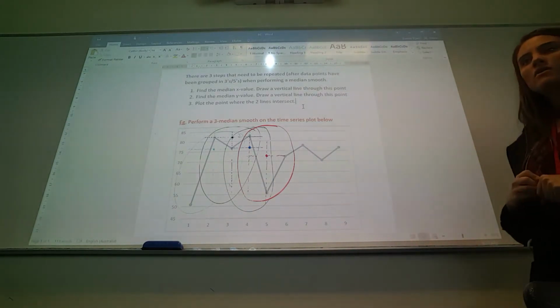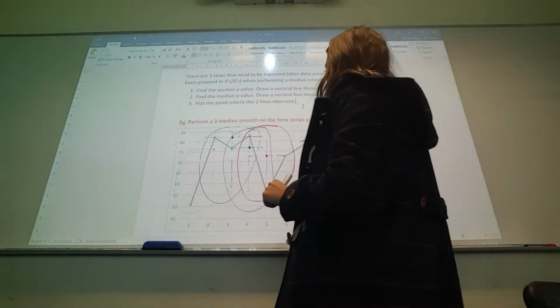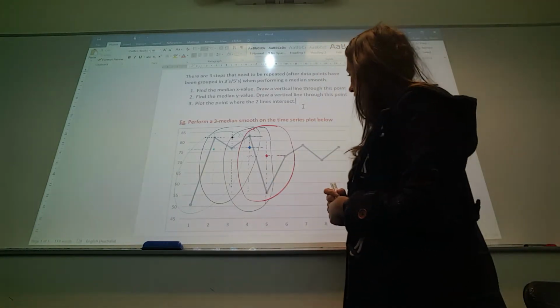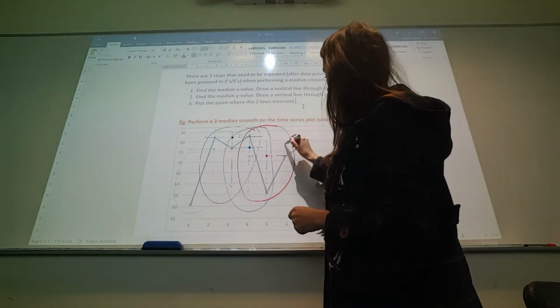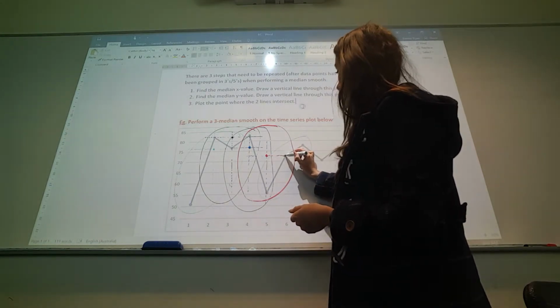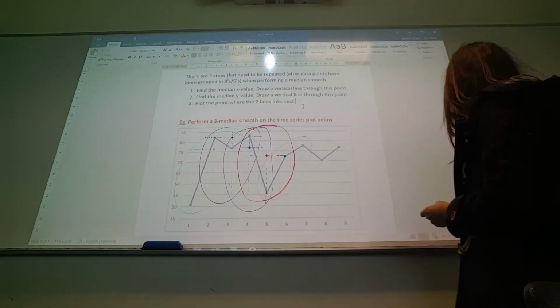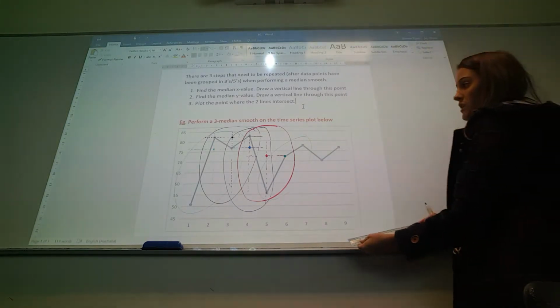What if it's the same one? Which one? The next one. Because it's like a whole time. So we're doing these ones? Yep, so if it's at that same point, just draw it at that dot. Really? Yep, because that's the median point.